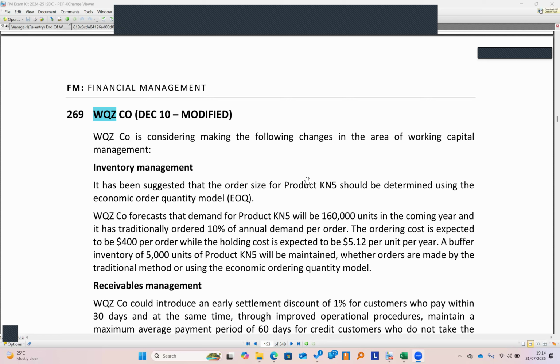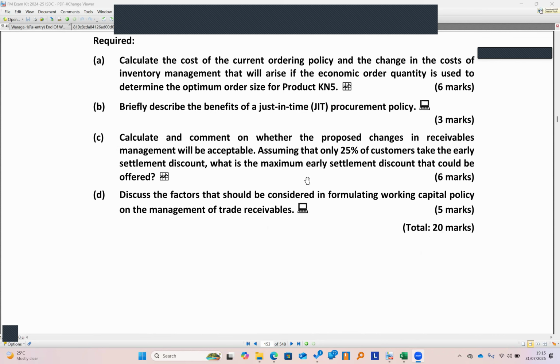So we do a couple of them, but as I said, a couple more have been done on the platform, so you can always go there and see how those have been done. Today we are going to start with this question called WQZ. As we said, start from the requirements.